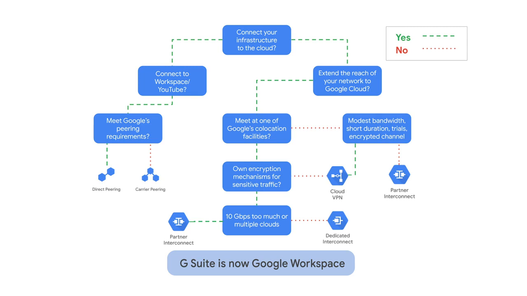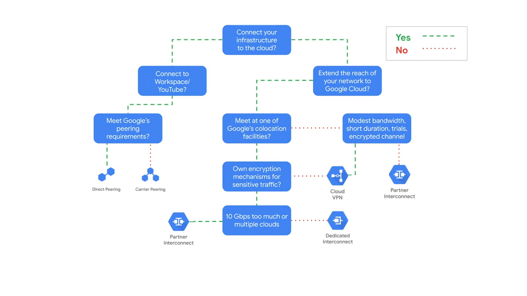If you don't need to extend your network for G Suite services or Google Cloud APIs, but want to extend the reach of your network to GCP, you want to pick one of the interconnect services. If you cannot meet Google at one of its co-location facilities, choose Cloud VPN or Partner Interconnect. This choice will depend on your bandwidth and encryption requirements along with the purpose of the connection. Specifically, if you have modest bandwidth needs, will use the connection for short durations and trials, and require an encrypted channel, choose Cloud VPN. Otherwise, choose Partner Interconnect.